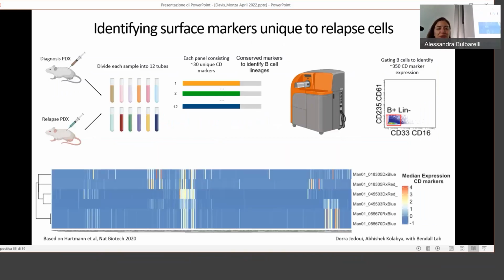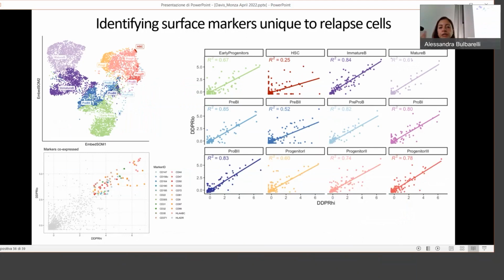So 2 more things, and then I'm going to finish. We've been working with Sean Bendall's lab on trying to identify surface markers that are unique to our relapse predictive cells by using a really novel CyTOF surface screen, basically the BioLegend screen adapted for the CyTOF, so 350 surface proteins. We've done this now on some primary samples and PDXs, and indeed we can find surface markers that are unique both to relapse predictive cells as well as to remission predictive cells in this context. And this is work being led by Dora Jadwi and Abhishek Kobalida.